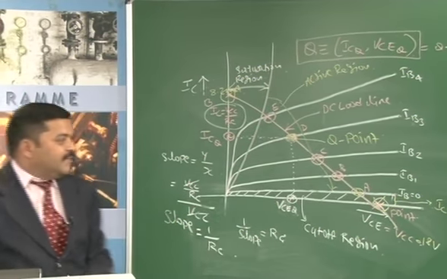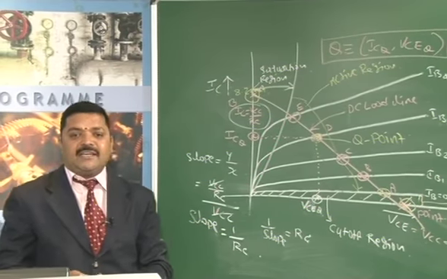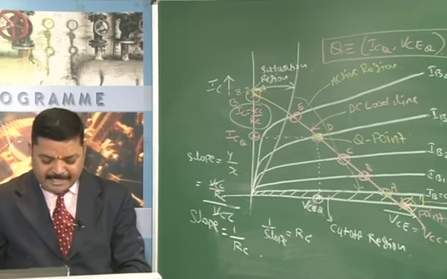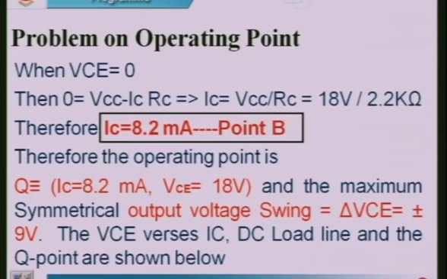And the line joining these two points gives us again the DC load line, and therefore the operating point from this DC load line which we get is IC equal to 8.2 milliamps and VCE equal to 18 volts.